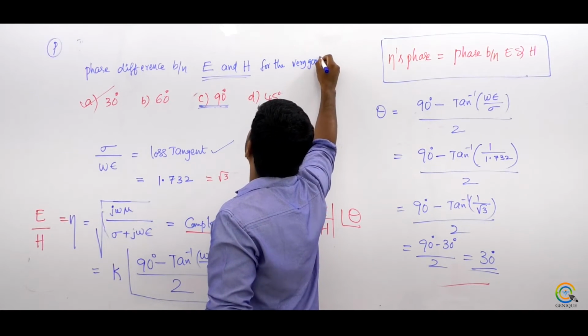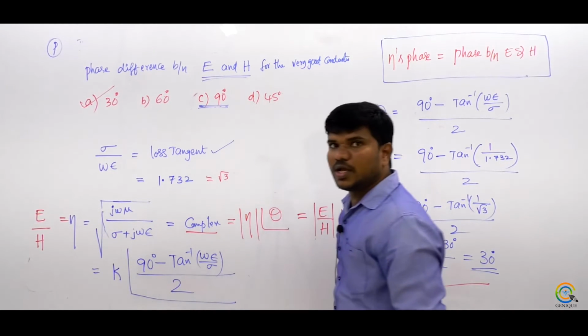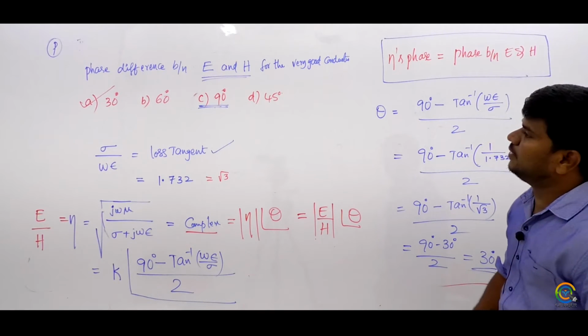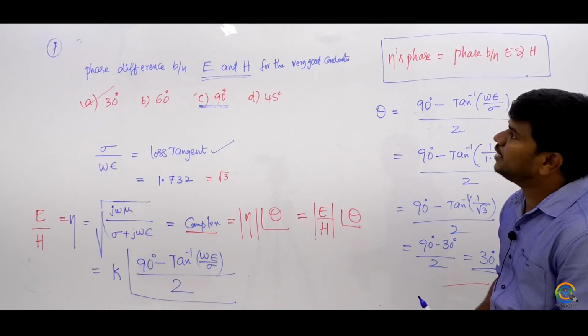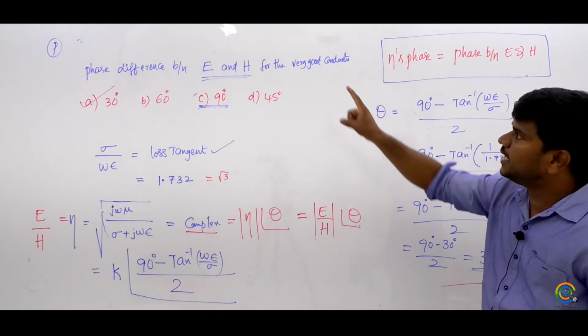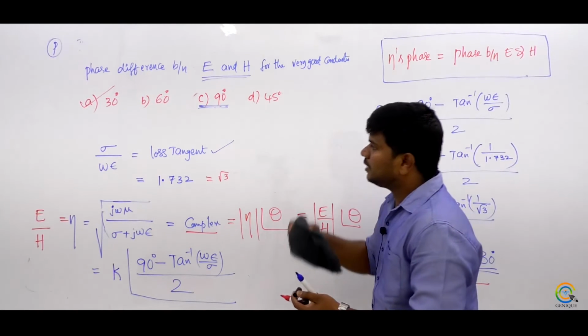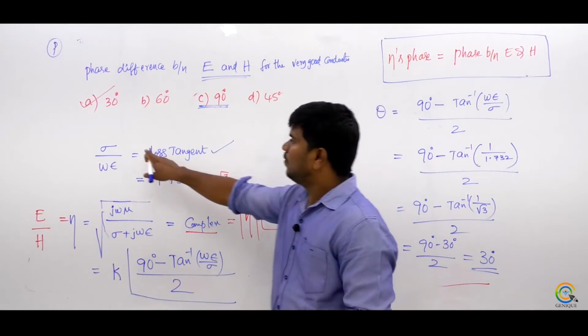Very good conductor. What happens to the phase difference between E and H for the very good conductor? This is the question. Now what will it be? Observe this. For the very good conductor, what about this?